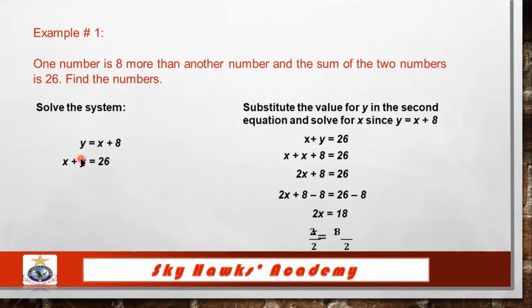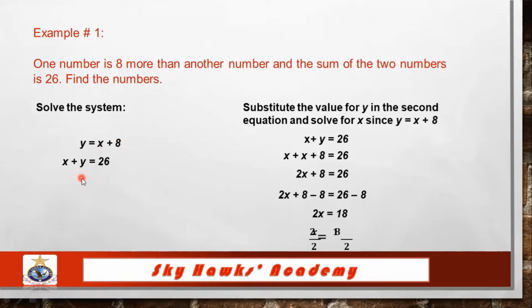How? Let's see. This was the relation: y, the larger number, is equal to 8 more than the smaller one. So we have this expression from that. Next, the sum of the two numbers is 26. So we are putting those two numbers, x plus y is equal to 26. So these are the two equations, and we will have to find the solution.